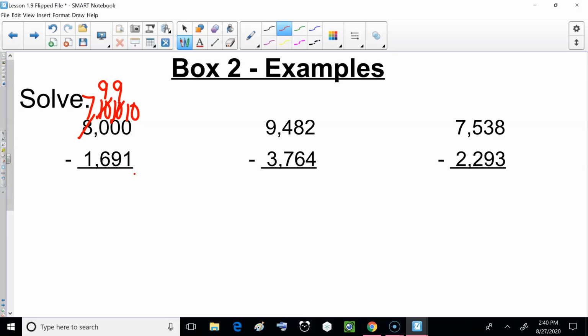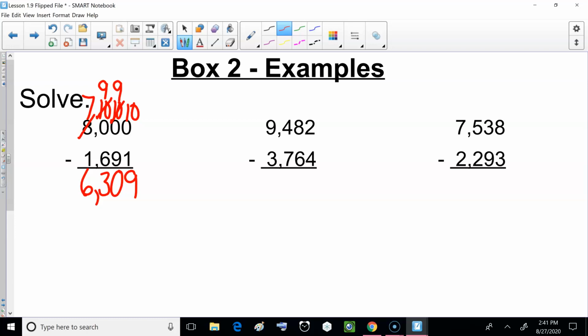10 minus 1 is 9. 9 minus 9 is 0. 9 minus 6 is 3. 7 minus 1 is 6. So 8,000 minus 1,691 equals 6,309. So if you have a set of zeros, you'll notice that you can go find the place value that actually has a number in it, ungroup one of those, and then you can give all the way down a step ladder until you get to the place value you need.